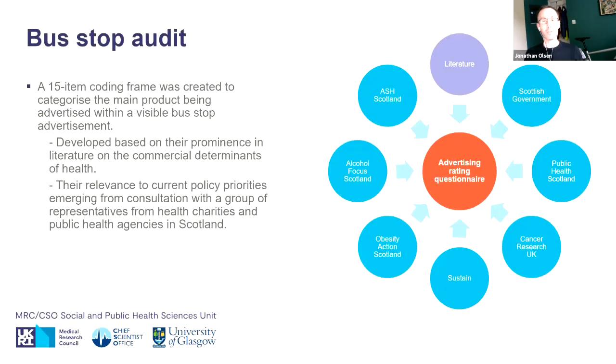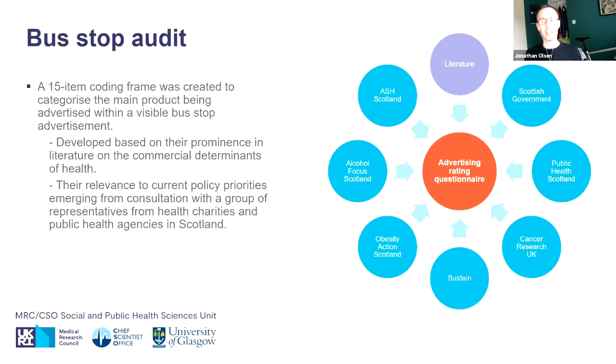Before we audited the area, we needed to develop a rating questionnaire. So you can see here from this little sort of flow chart how we developed this. And we developed it in 2 ways. We wanted to know what categories of adverts we needed to include in the audit and capture. And this was based on the literature on the commercial determinants of health. Plus also we spoke to representatives from health charities and public health agencies in Scotland to really capture which advertisements were important for them, for their policy priorities.